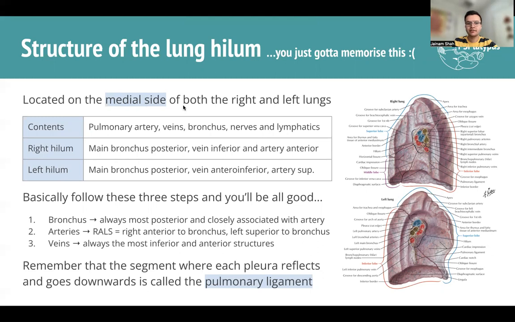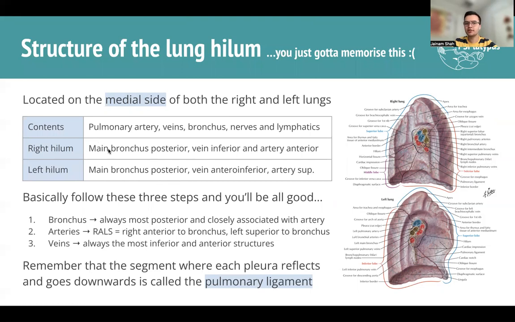So they're located on the medial side. When it comes to a couple of definitions, remember that the hilum is the whole thing, whereas the contents represent the stuff that's going through. The contents I said were the pulmonary artery, the veins, the bronchus. You've got a couple of nerves and lymphatics, which are not important for figuring out which one is left or right. On the right hilum, in general, the main bronchus is posterior, and the same with the left hilum. They will both be the most posterior structures.